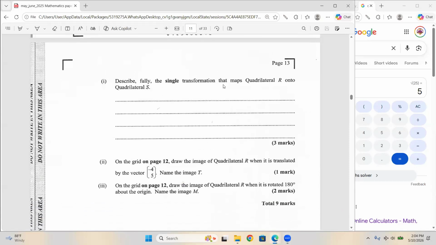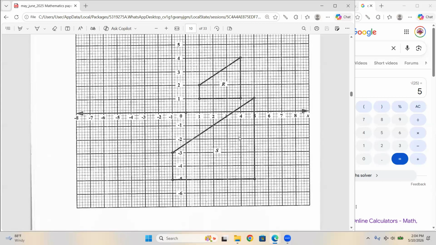So we have described fully the single transformation that maps quadrilateral R onto quadrilateral S. It is an enlargement for sure, because enlargement is when one shape gets bigger or smaller than the other. But that's not all we need to say, since they said describe it fully. We need to figure out the scale factor, like how much bigger did S get from R? In order to do that, we can use the scale factor formula.